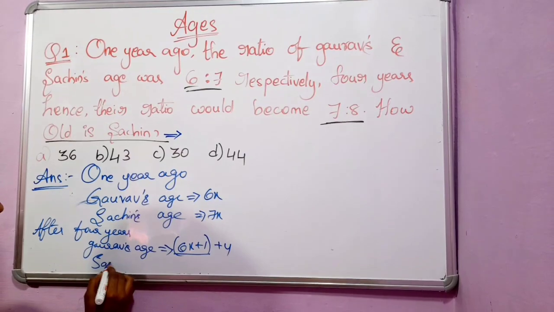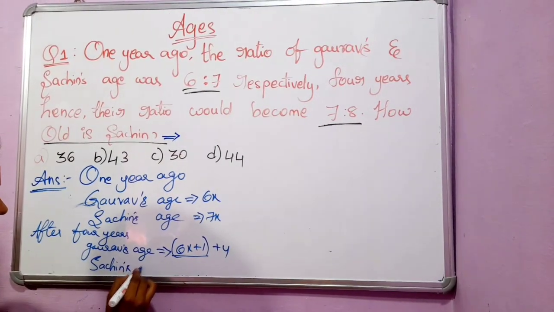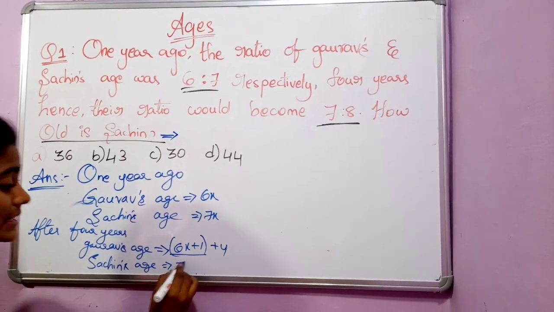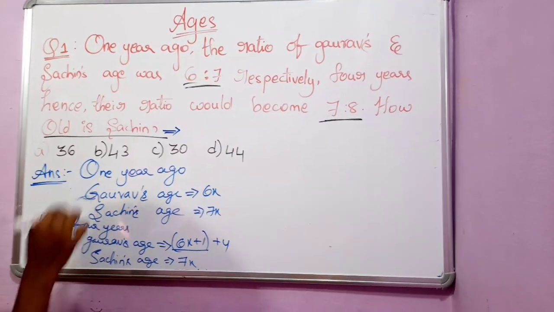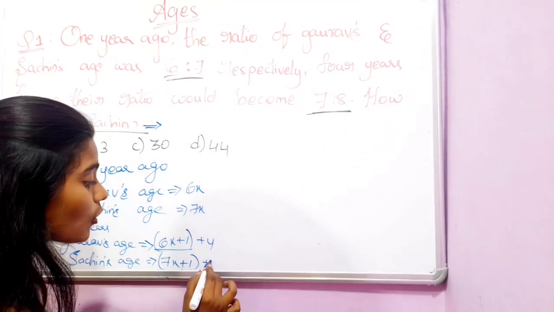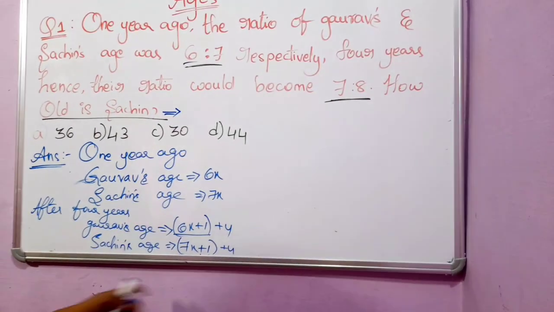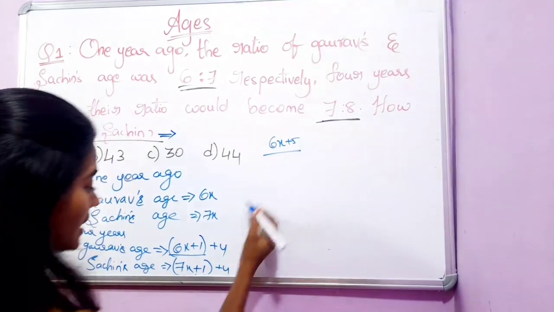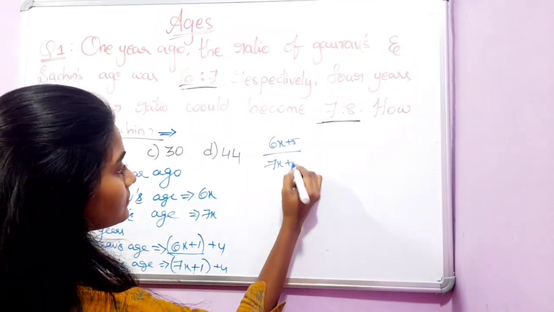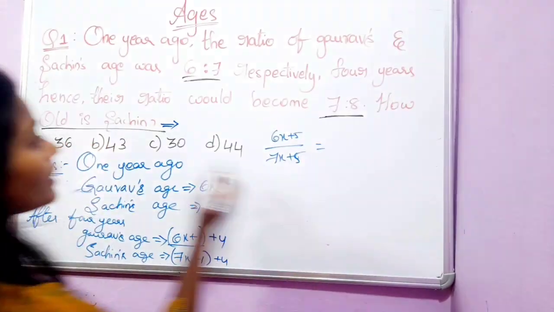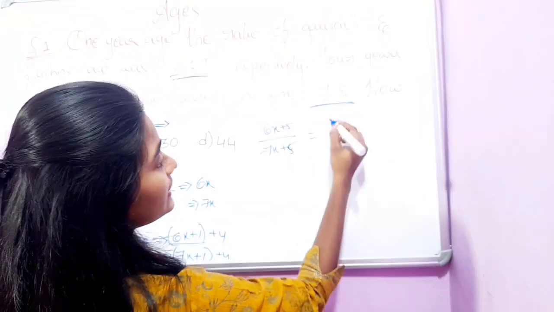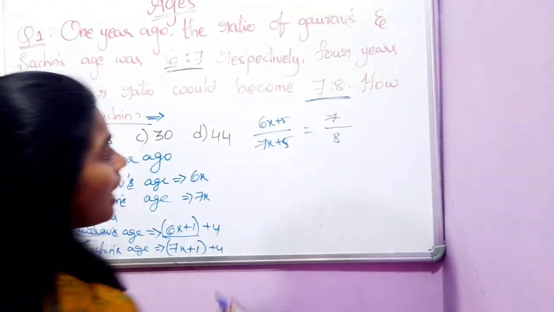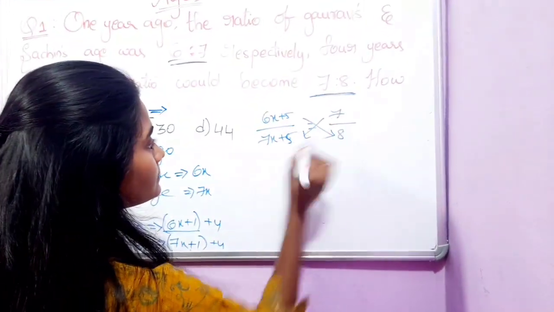And Sachin's age was 7x 1 year ago, so 7x plus 1 means the present age, plus 4 means the age after 4 years. Now 6x plus 5 by 7x plus 5 is equal to 7:8, that means 7 by 8. Now cross multiply this.